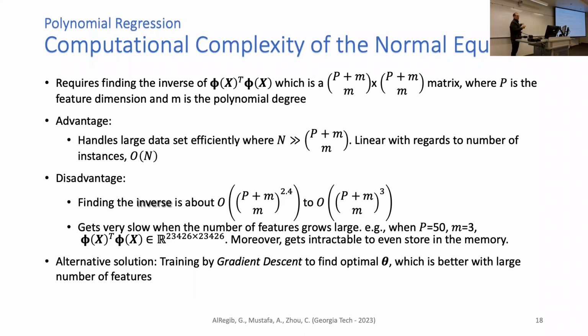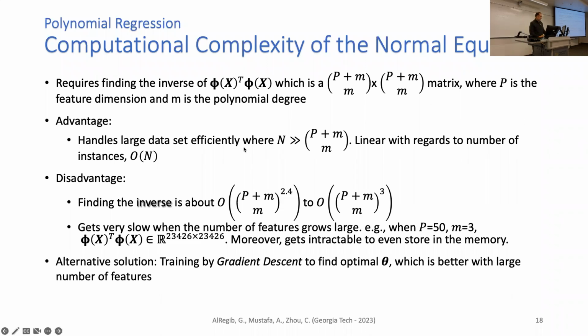Because we brought this small m into the equation, it becomes very large dimension-wise. In this case we had a matrix of 50 times 50, and then here it became 23,426 by 23,426. Huge growth in dimension. That becomes a problem for our inverse.